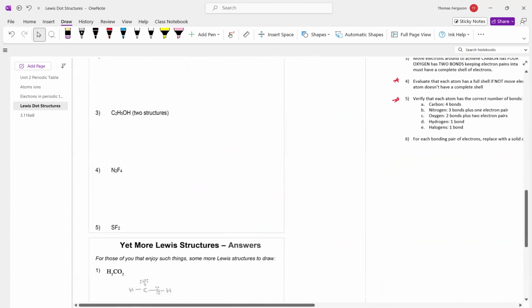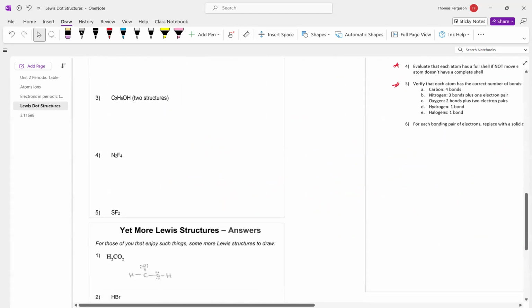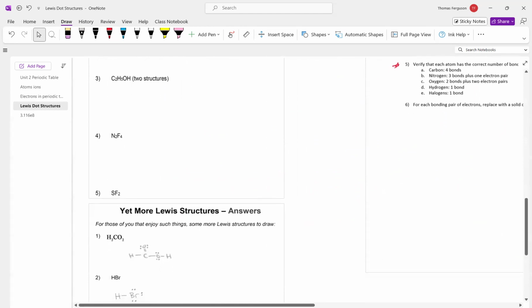All right. If we look at problem 3 here, C2H5OH formula. Now you can have multiple Lewis structures that are legal, just fine. For example, this guy, I said draw 2 structures.